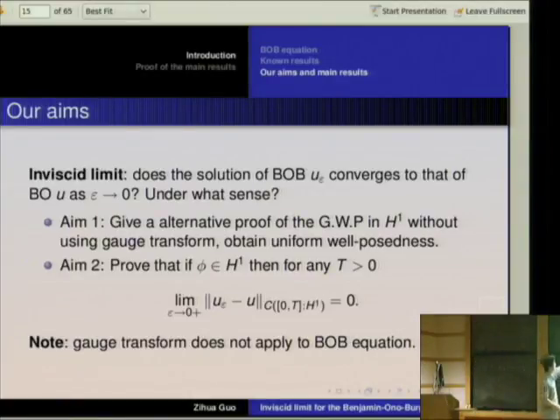So in order to do this, we need to first give an alternative proof of the global well-posedness in H1 without using gauge transform. And to show this, so this is like the stability of the BO-Burgers equation with respect to the parameter epsilon. Why do we need to redo the proof? Because the gauge transform does not apply to the BO-Burgers equation. If I ask for global well-posedness in H2 or some higher space, is that an easier question or not? Yes. Yes. I will mention.